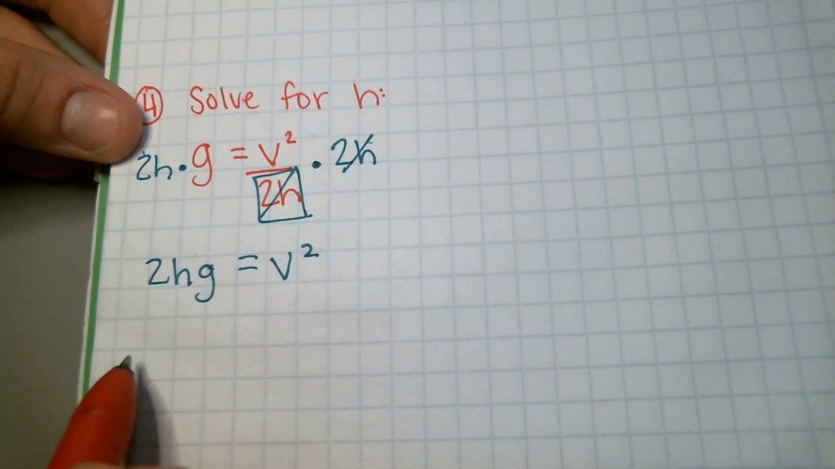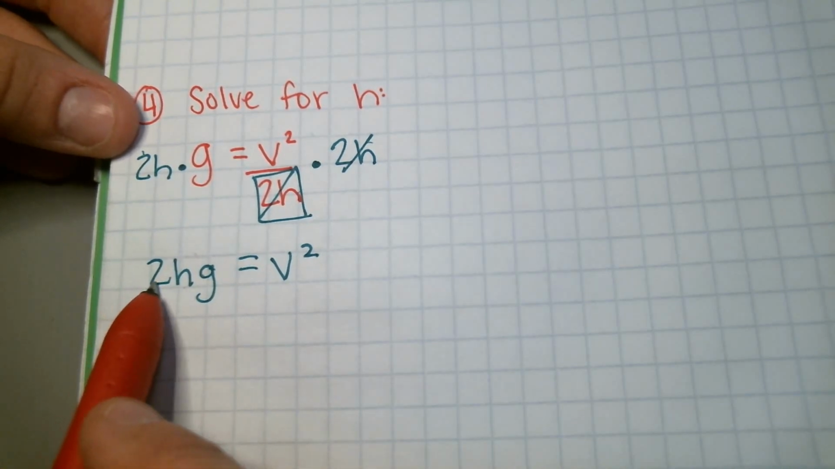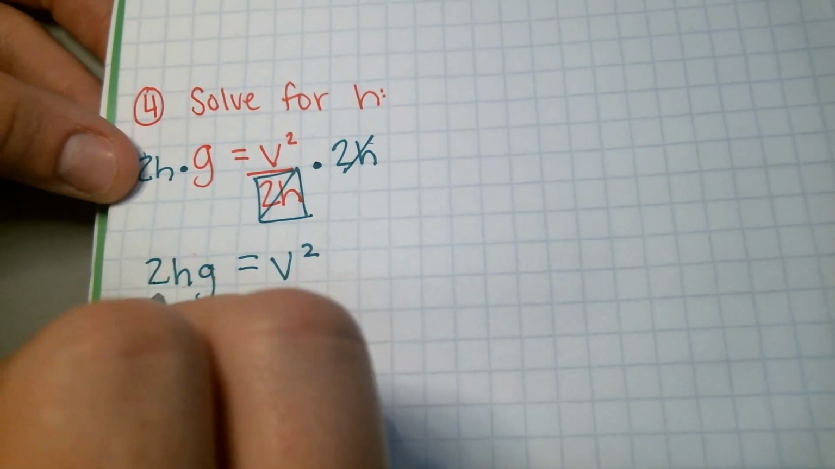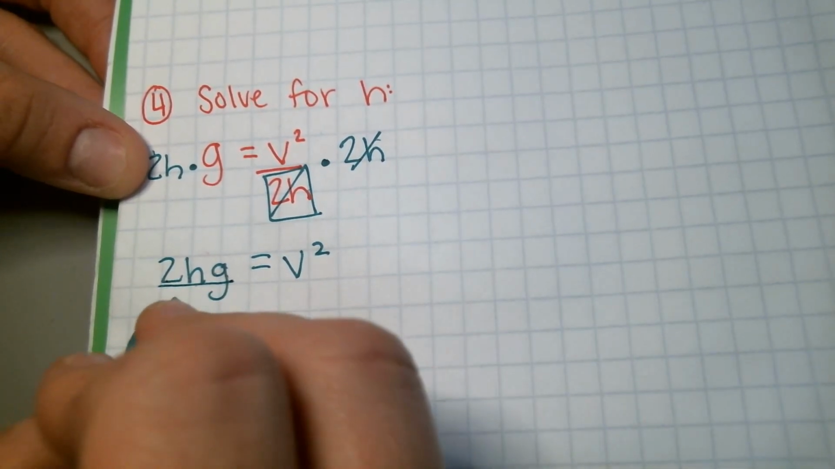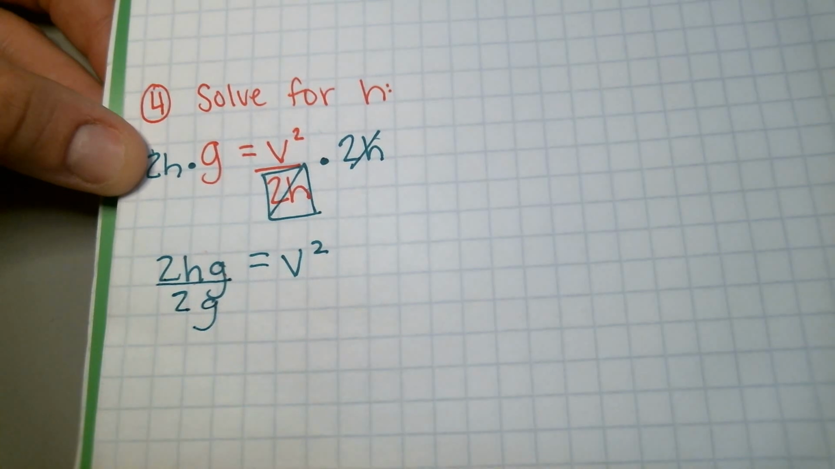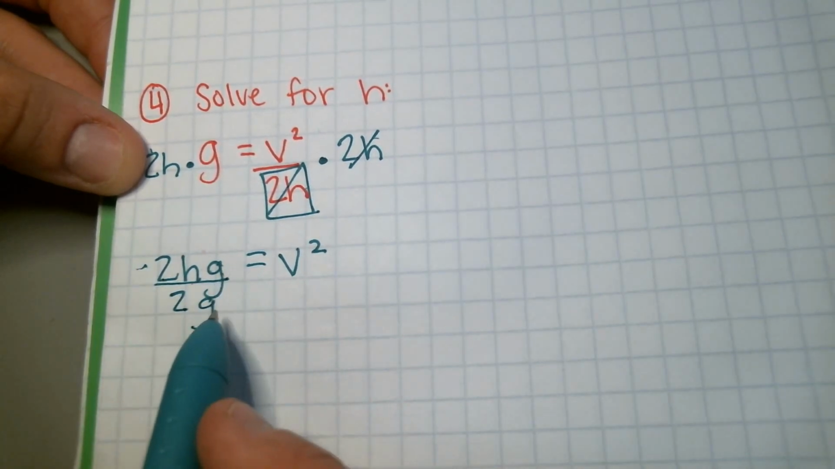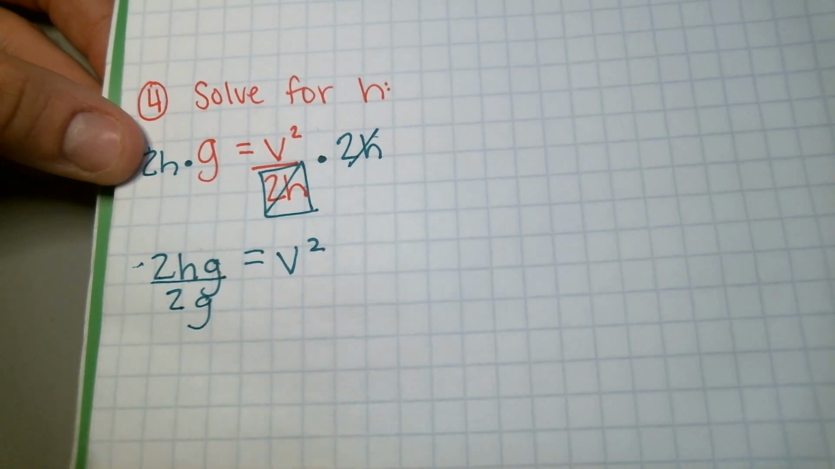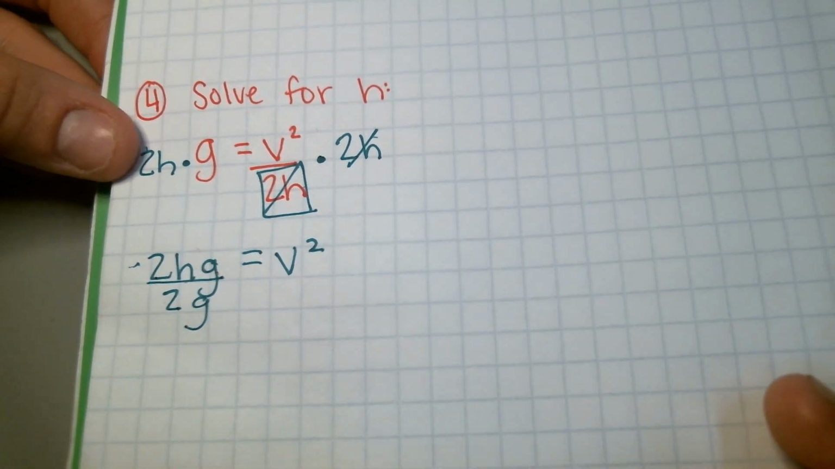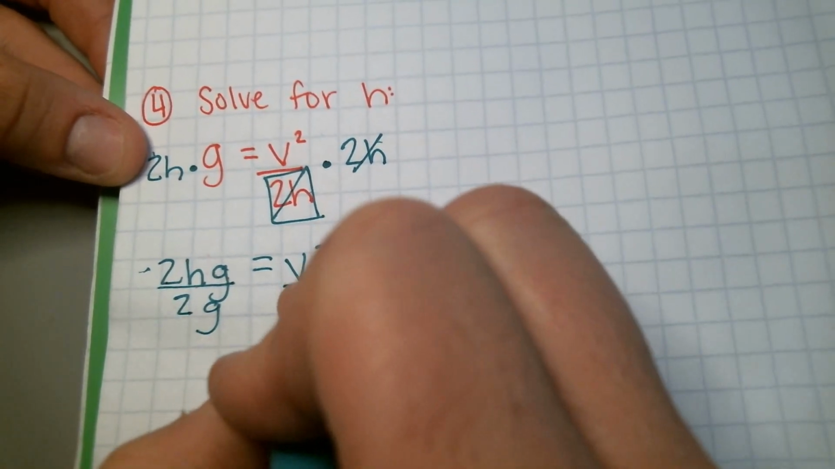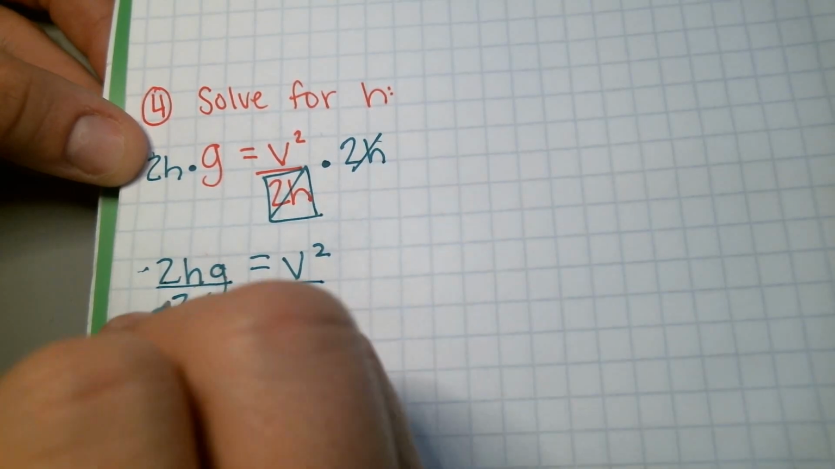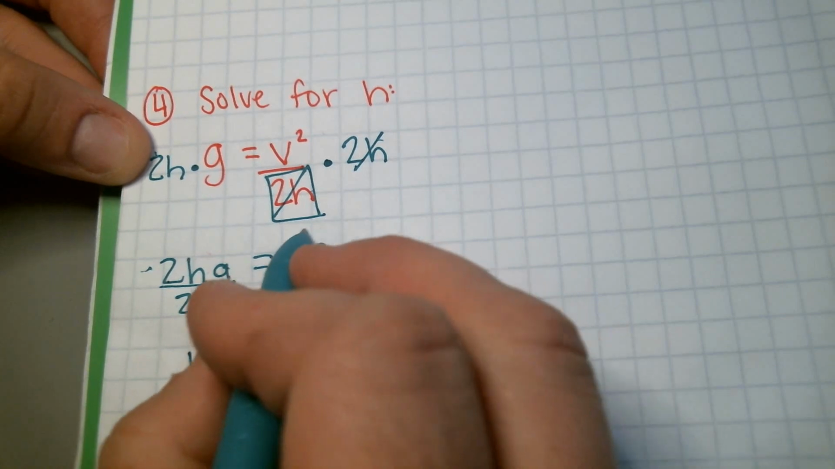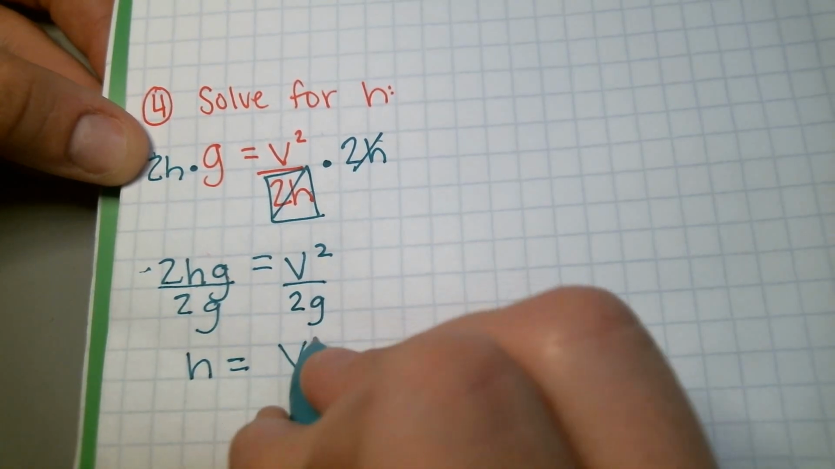h is almost solved for, but it's being multiplied by 2 and by g. So we want to undo this multiplication. And hopefully you realize if we're going to undo multiplication, we're going to divide by 2 and divide by g. 2 divided by 2 is 1. g divided by g is 1. Kind of similar to a previous problem we did. And I'm also going to divide over here by 2g. So this would leave me with just h, and it equals this entire expression on the right side of my equation.